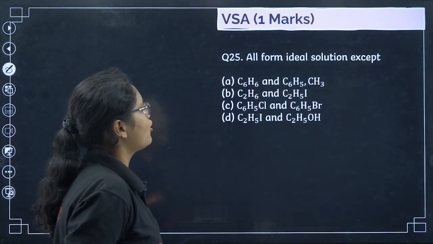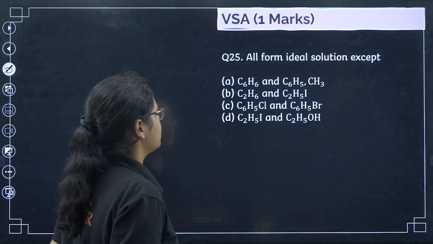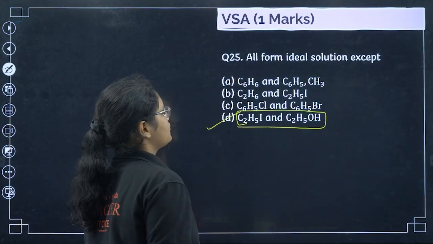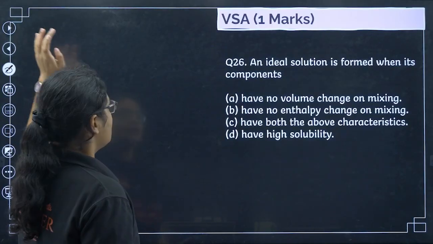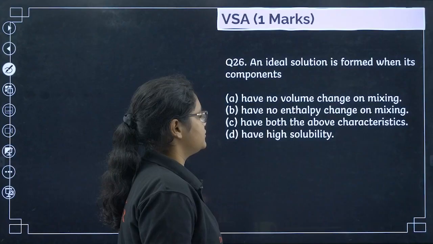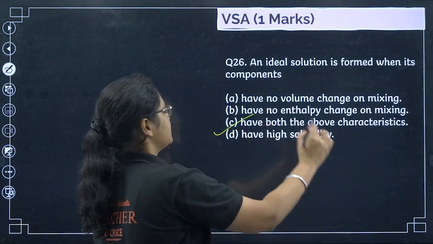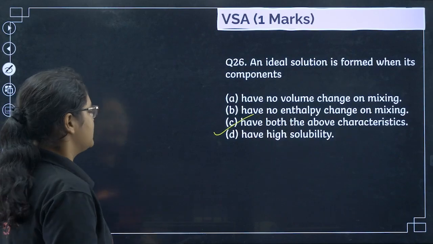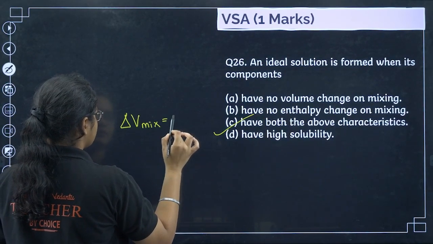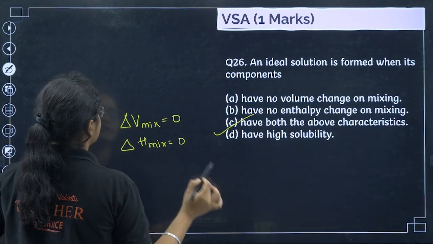Next, all form ideal solution except. So you have to find out which does not form an ideal solution. So this does not form an ideal solution, that is option number D here. Next, an ideal solution is formed when its components have no volume change on mixing, have no enthalpy change on mixing, have both the above characteristics. Yes, that is option number C. For an ideal solution, delta V mix is equal to 0 and delta H mix is equal to 0.